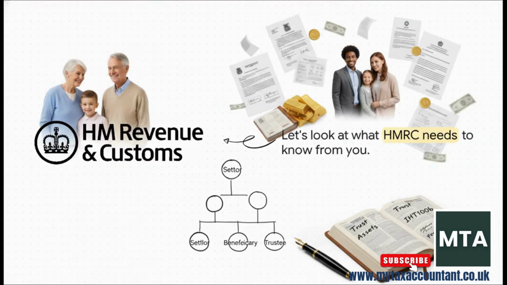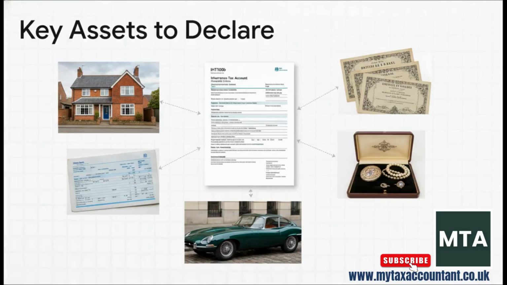The form's broken down into a few key sections, and each one asks for specific details about the trust itself, the person who set it up, the beneficiary, and of course the assets. Section F is the big one. This is where you list all the assets that are part of this transfer, and you have to be comprehensive. We're talking everything from property and bank accounts to stocks and shares, and even valuable personal items like jewelry or cars if they're held by the trust. It's basically a complete financial snapshot of the event.